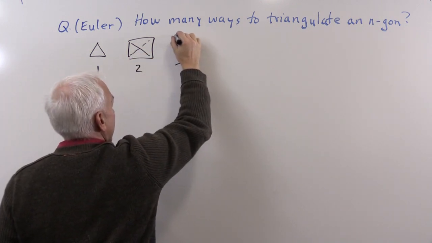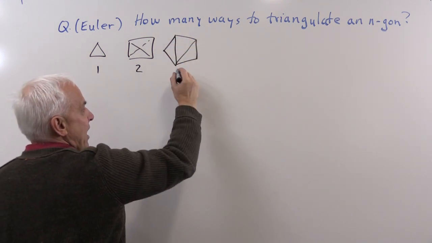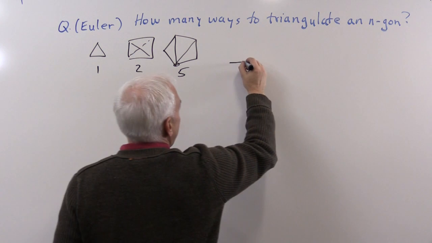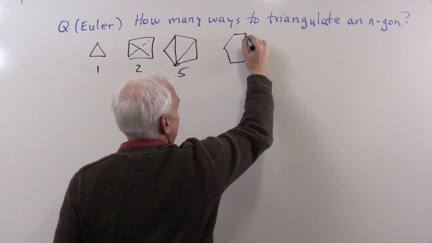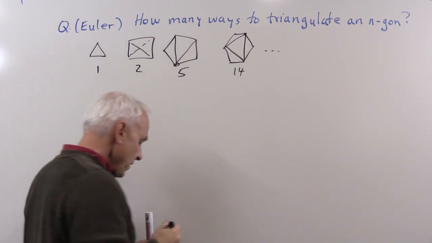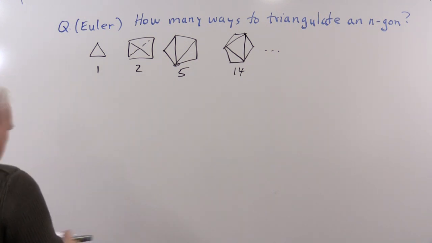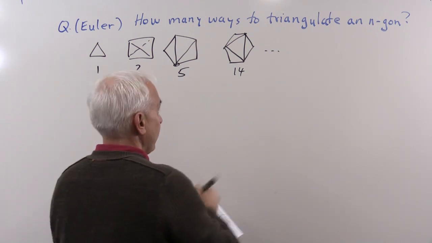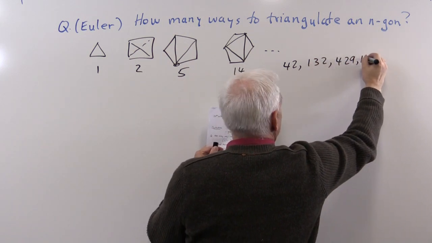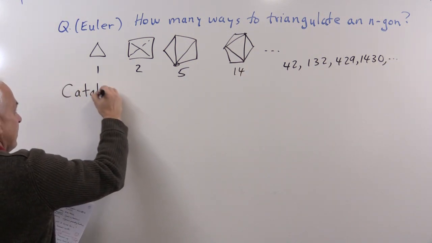And with a pentagon, there's a triangulation, and there's actually five of those, because this place where these things meet is one of the vertices. And if you have a hexagon, well, there's more ways. That's one of 14 possible ways. And it turns out we get there a nice sequence, which carries on as next one is then 42, and then 132, 429, 1430, and so on. And this sequence is called the Catalan sequence.